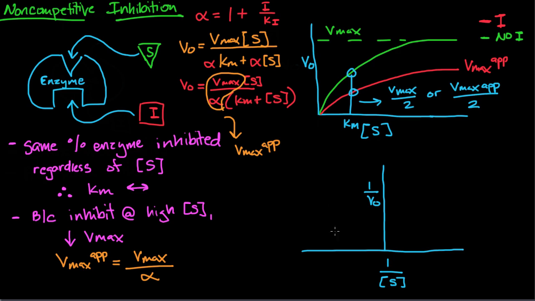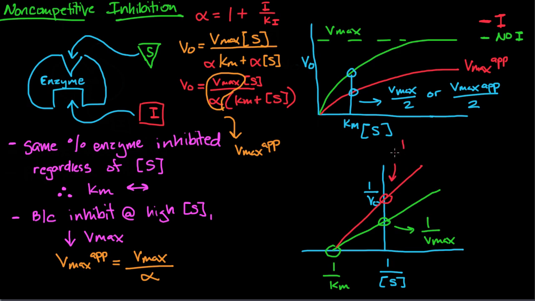Going to the Lineweaver-Burk plot, let's draw our straight line. Since Km doesn't change, all of these Lineweaver-Burk plots for non-competitive inhibition should have the same x-intercept. What's going to be different is the y-intercept, because y-intercept is 1 over Vmax. With the inhibitor, we're going to see that it has the same x-intercept, and the y-intercept is now 1 over Vmax apparent.